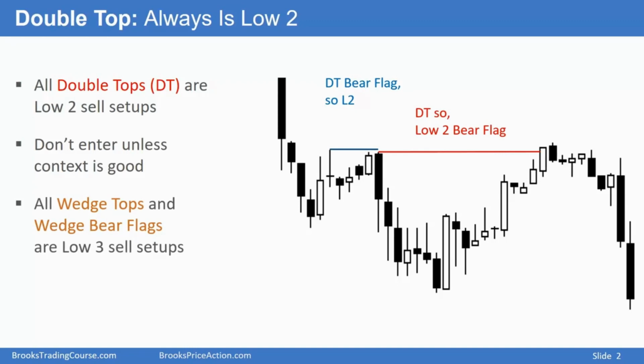All wedge tops are low 3s. First push up, low 1. Second push up, low 2 did not trigger. Third push up, it's a sell below that bear bar. All wedge bear flags are low 3 bear flags or low 3 sell setups. This one is also a double top bear flag, so it's also a low 2 with this, and it's a low 3 with this. 1, 2, 3 pushes up.